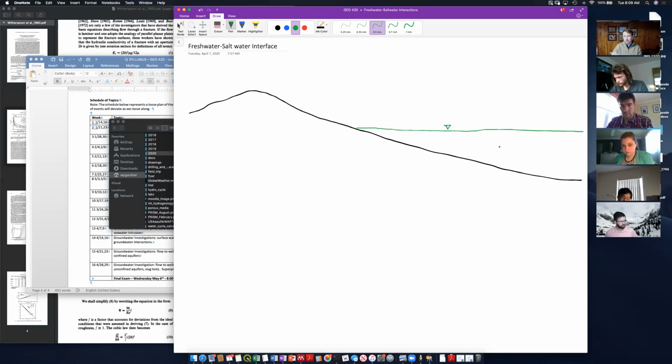So I've got the ocean, and here's the land surface. All right, so underneath the land surface, we've got a water table. And the water table is gonna basically rise to the level of the ocean. And then beneath the land surface, there's some interface.